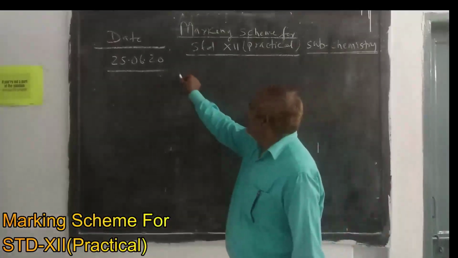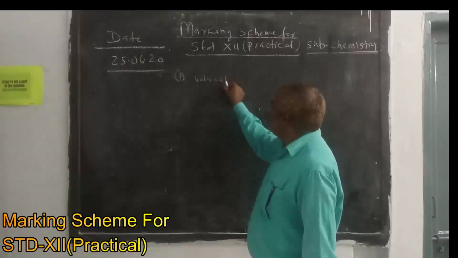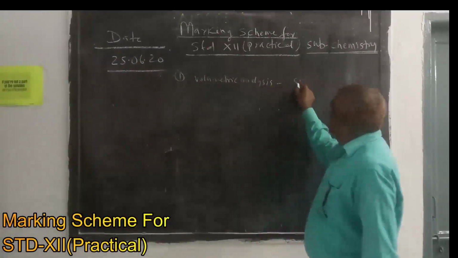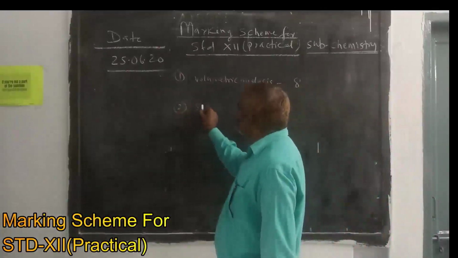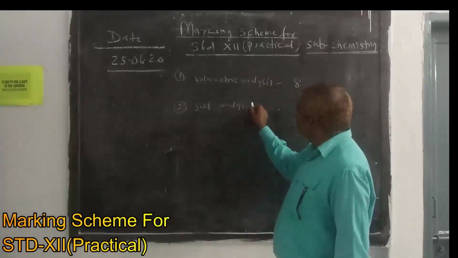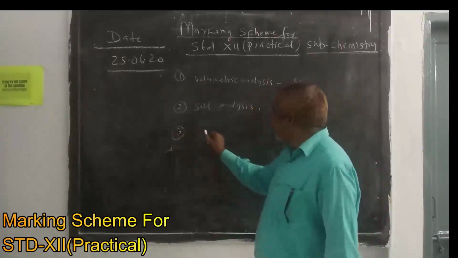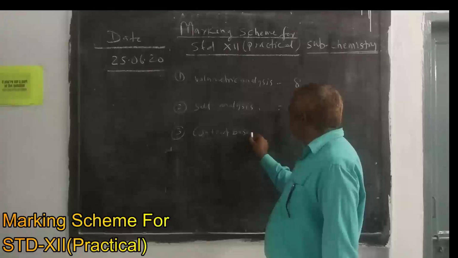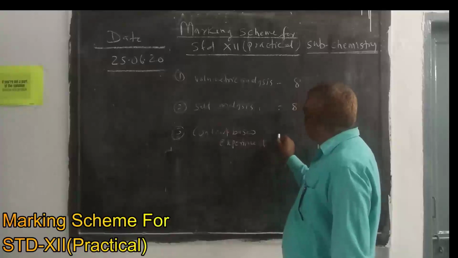Experiment number 1 is volumetric analysis. It carries 8 marks. The second experiment is salt analysis. It carries 8 marks. The third experiment is the content-based experiment. It carries 6 marks.